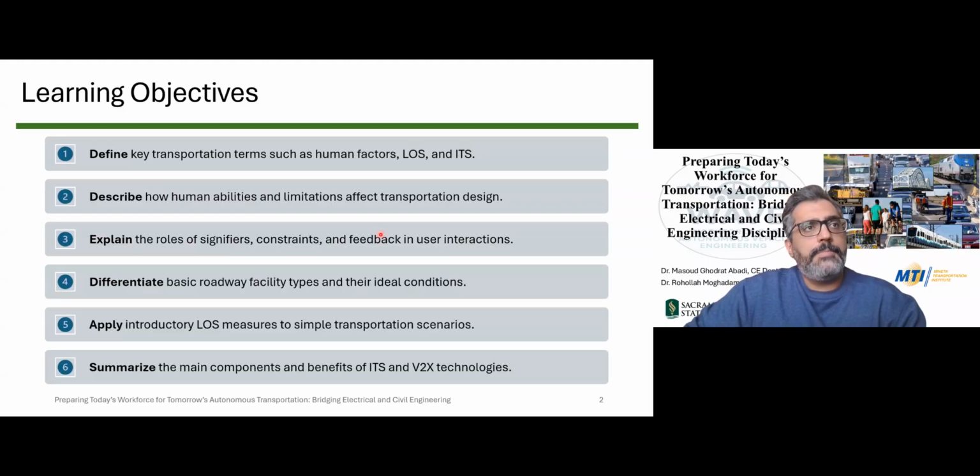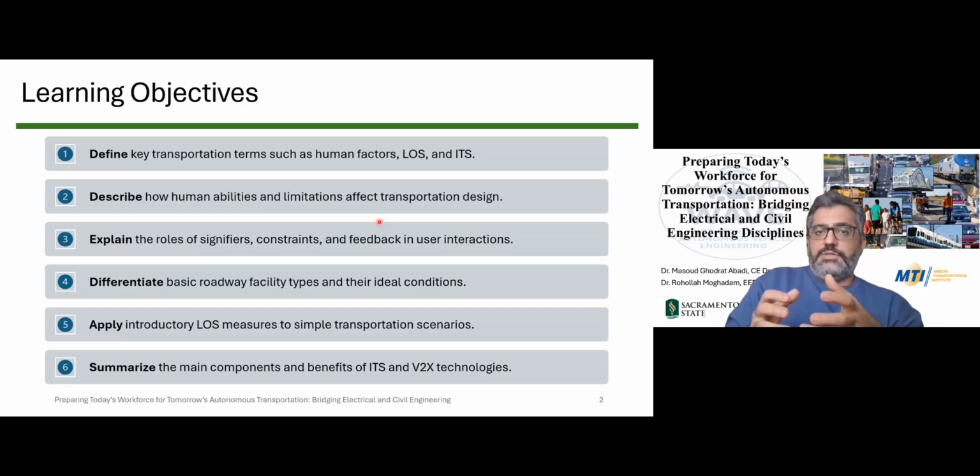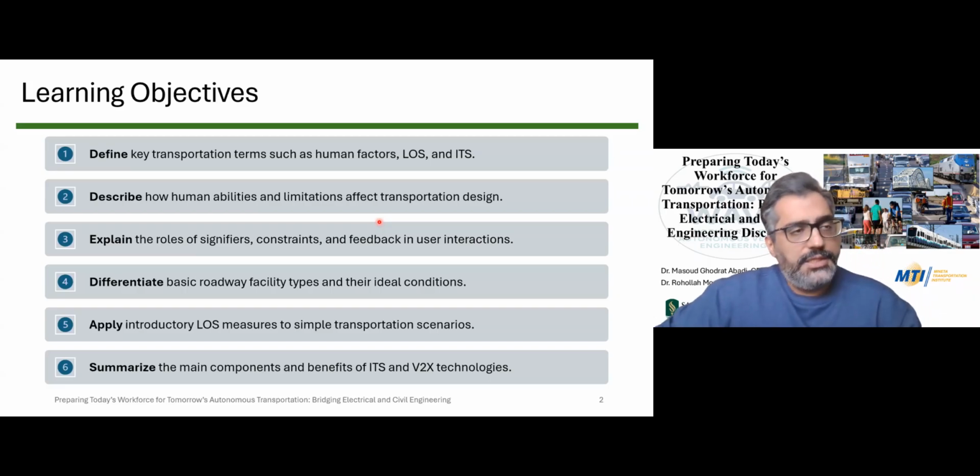You will learn about human factors in terms of their abilities, limitations, and how they impact transportation design. You will be able to explain roles of signifiers, constraints, and feedback in user interaction, going back to that human factor design. You will be able to differentiate based on different types, hierarchy of the roadways, and how level of service analysis is applied to them. And you will also be able to summarize the main components that are related to the definition of each one of these facilities.